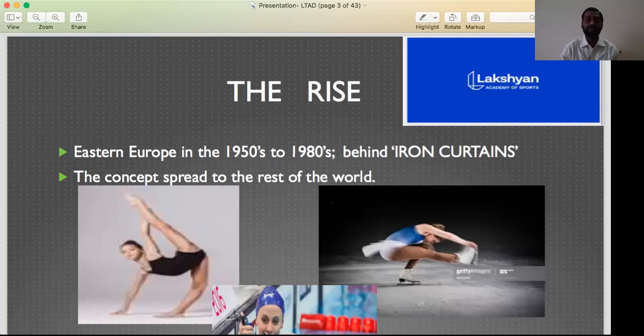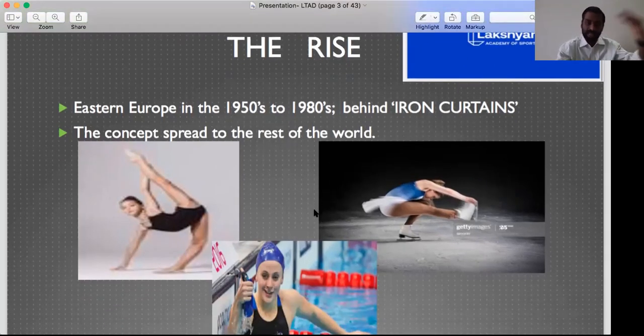From 1950 to 1980, there was a lot of behind-the-curtain training, and a lot of early specialization started to happen. That means if we catch them young, we produce better results than the rest of the world. And then the rest of the world started to catch up with that kind of concept.